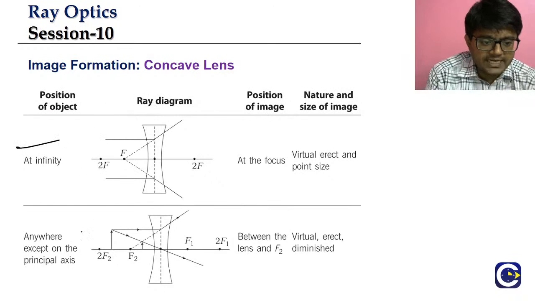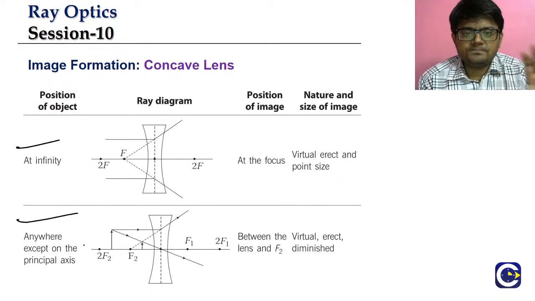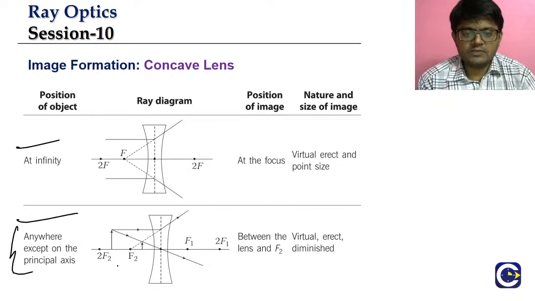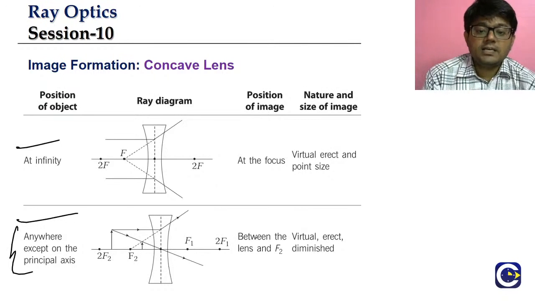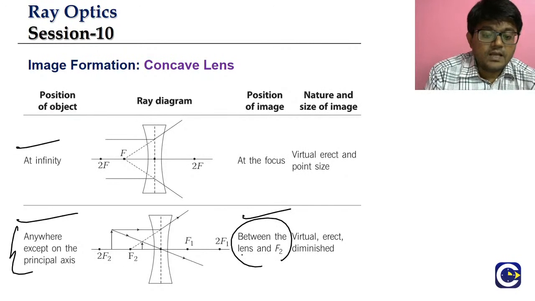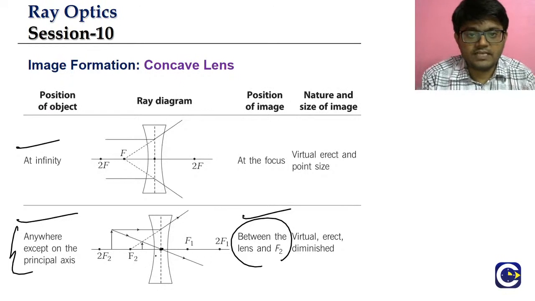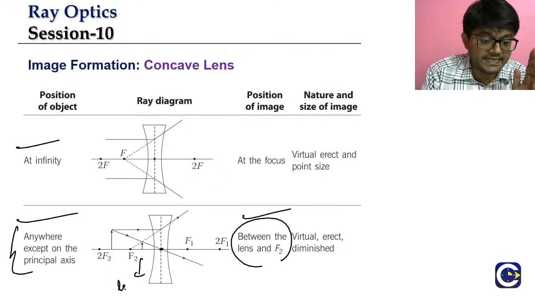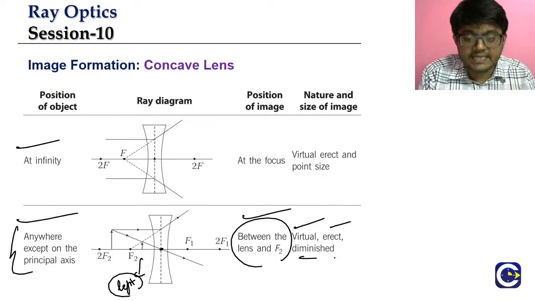We'll talk about the infinity later, but look at, if we are keeping the object anywhere on the principal axis. Object will be kept on the left side, right? The object will be kept on the left side. Okay, wherever we keep the object, we will be forming the image between the optical center and F2. Now the image is formed on the left side, right? So left side means what? It's a virtual image. So it will be a virtual, erect and diminished.